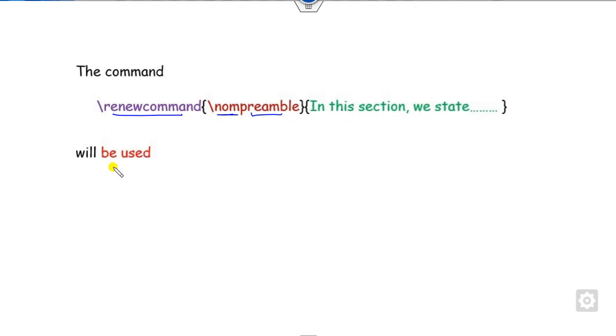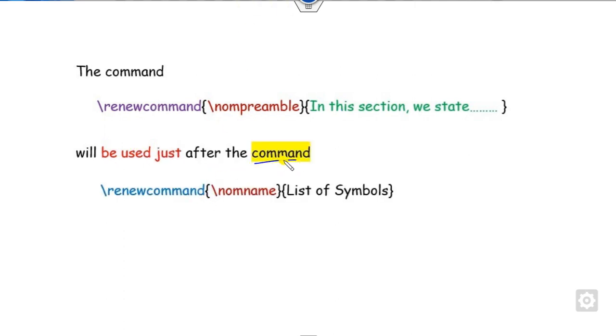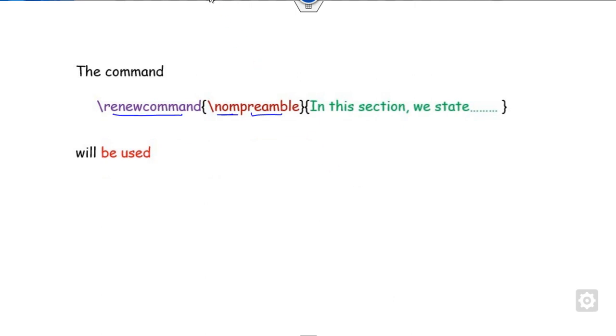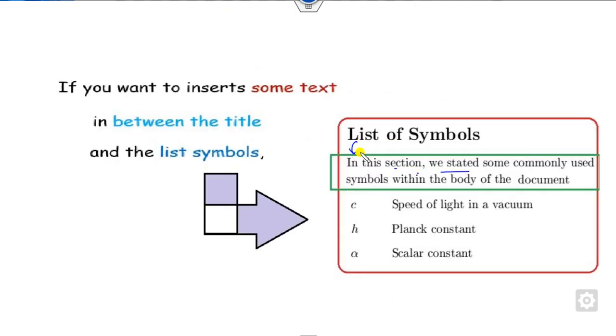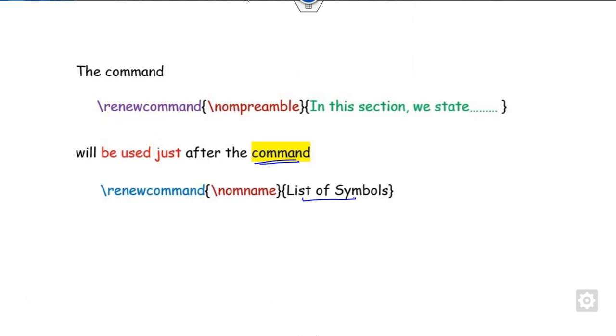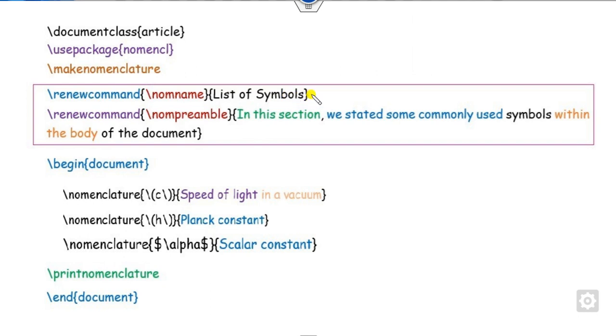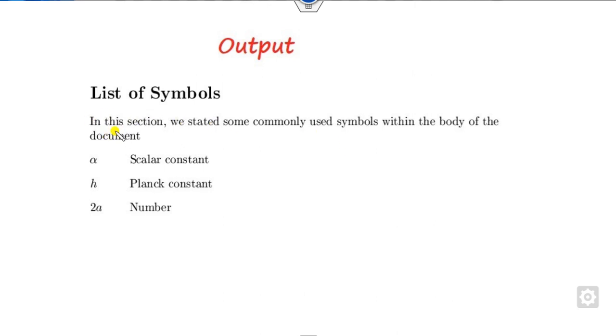This will be used just after the command, whatever you use for the list of symbols. Why? Because you want this text after the list of symbols. That's why you have to write this command after the list of symbols, like here. Once you write this line and run this file again, you will see the output will be like here: in this section we stated some commonly used symbols. This is used when you are writing your thesis or your research paper.